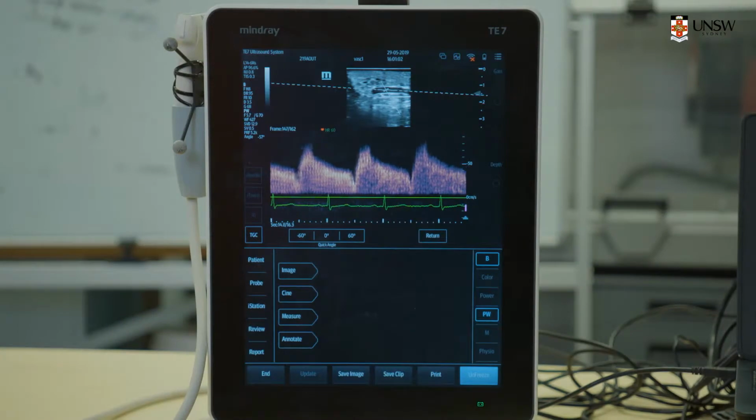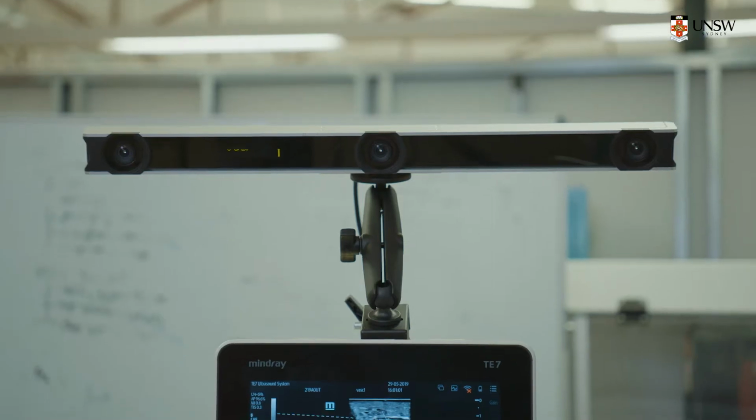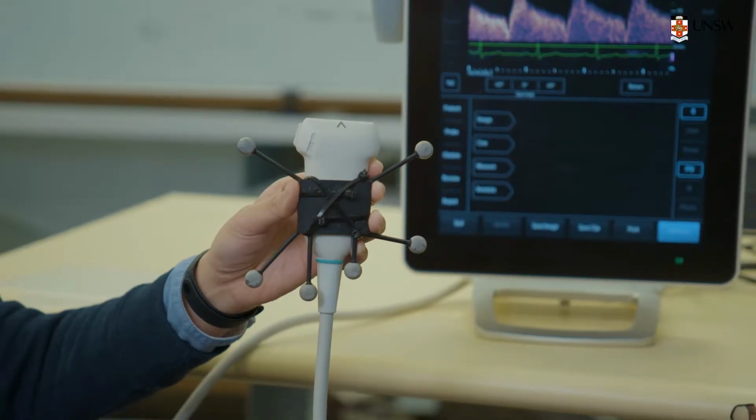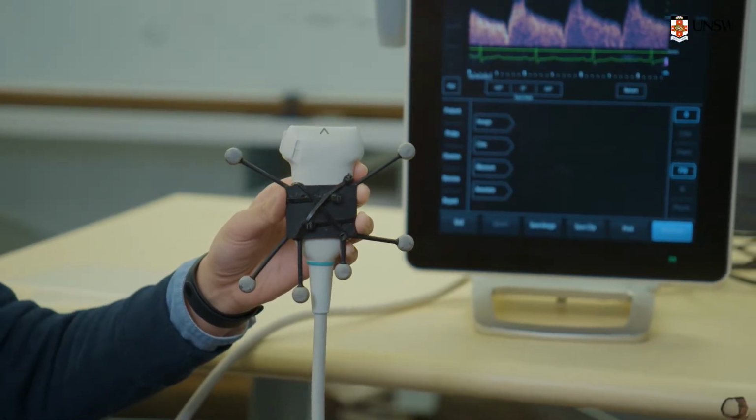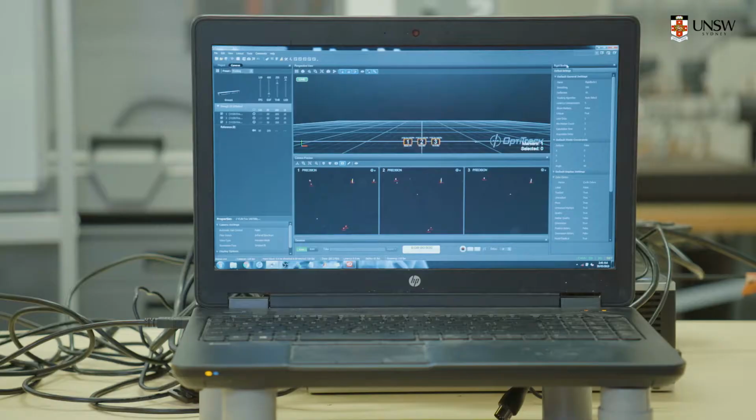This is the ultrasound machine. That's the camera, and the camera captures the rigid body at the probe, and the probe is the one that we use for ultrasound scans. And that's all connected to a computer. So this is actually the system that you used to get those scans that you showed us previously. Yeah, that's right.